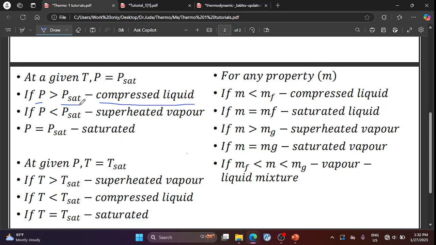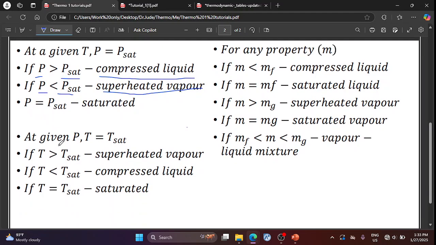But now if I reduce the pressure instead, I'm reducing how much force I'm putting on the molecules. So I'm not pushing them together as much as is necessary in order to keep it saturated, so the molecules can start to escape. The moment my pressure becomes less than my saturation pressure, it becomes a superheated vapor. But when it is equal to the saturation pressure, then it is saturated.